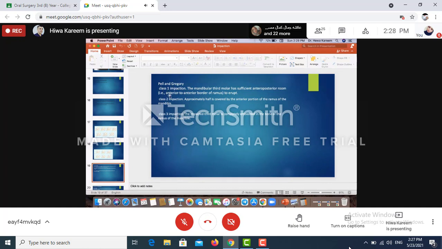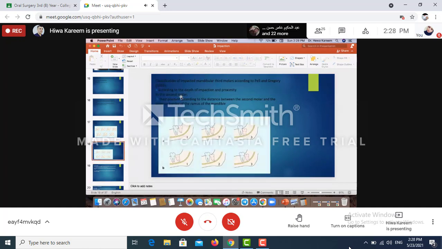I repeat this classification. Class 1, the area between the anterior border of the ramus and this area is sufficient to erupt the third molar. In class 2, half of the impacted tooth, the crown, is inside the ramus. And in class 3, the impacted tooth is completely inside the bone.